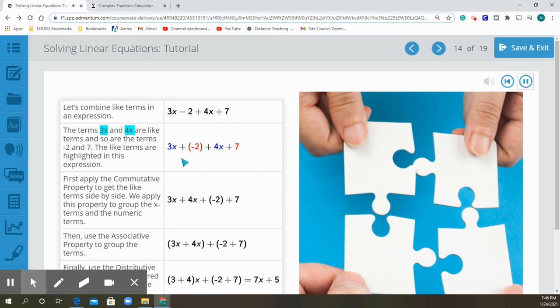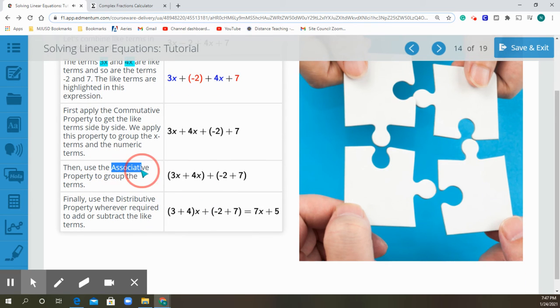3x plus negative 2 plus 4x plus 7. First, apply the commutative property to get the like terms side by side. We apply this property to group the x terms and the numeric terms. 3x plus 4x plus negative 2 plus 7. Then use the associative property to group the terms. The sum of 3x plus 4x plus the sum of negative 2 plus 7. Finally, use the distributive property wherever required to add or subtract the like terms. The sum of 3 plus 4 times x plus the sum of negative 2 plus 7 equals 7x plus 5.